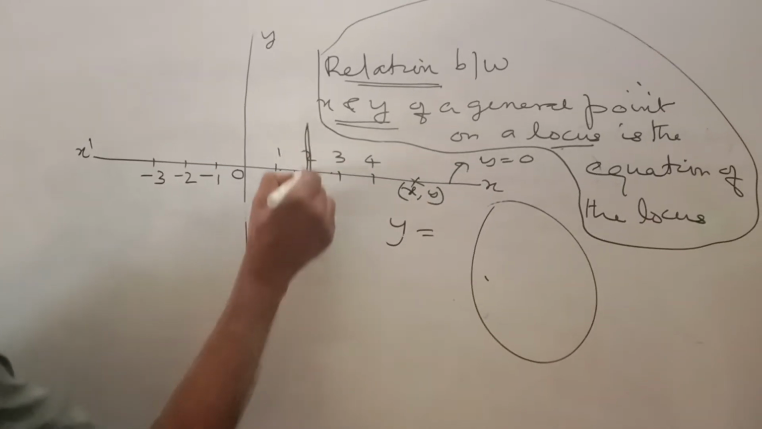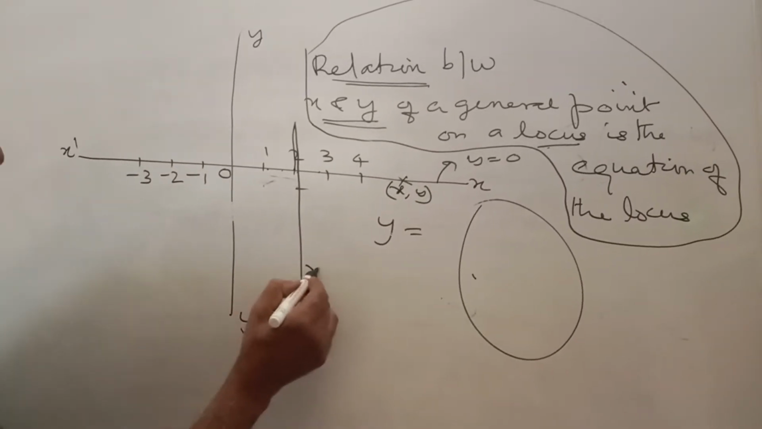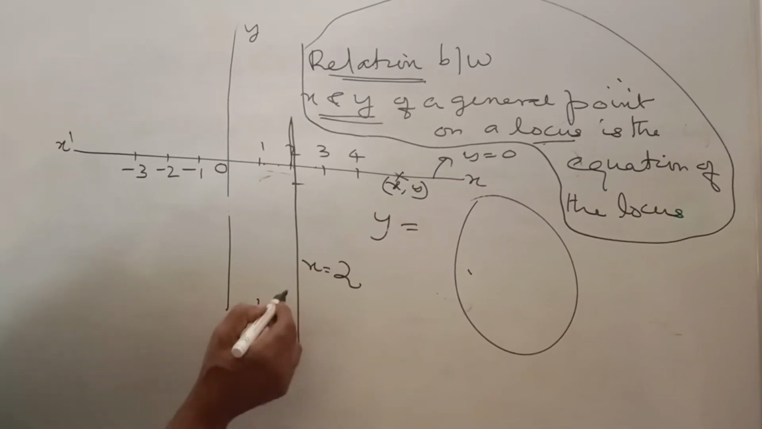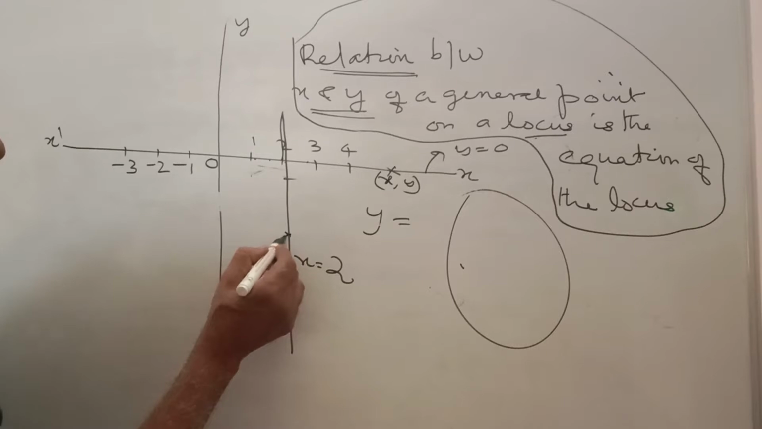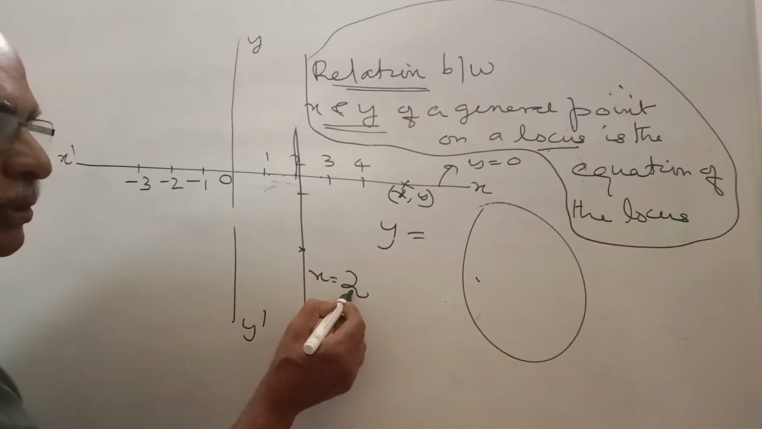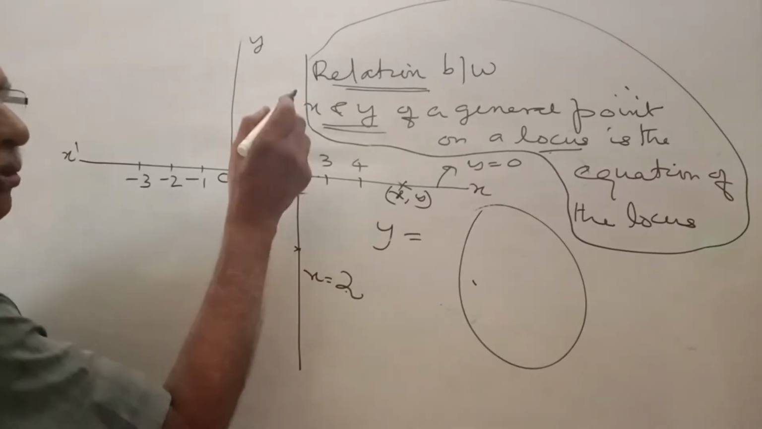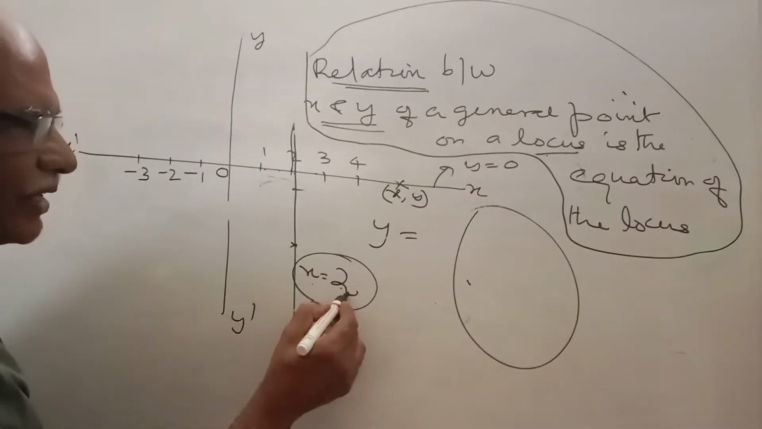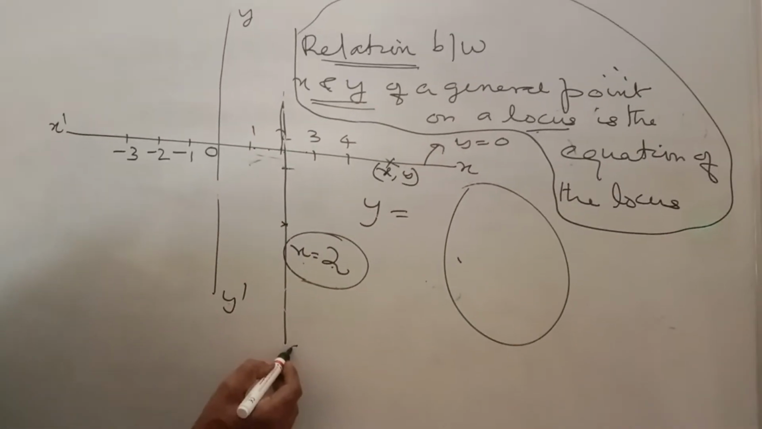Now if you have a line like this, the value of x everywhere is 2. So if you take a point on that, 2 is permanent. X is 2, with y being minus 1, 2, 1, 2 and so on. So x equals 2 is the equation of this line.